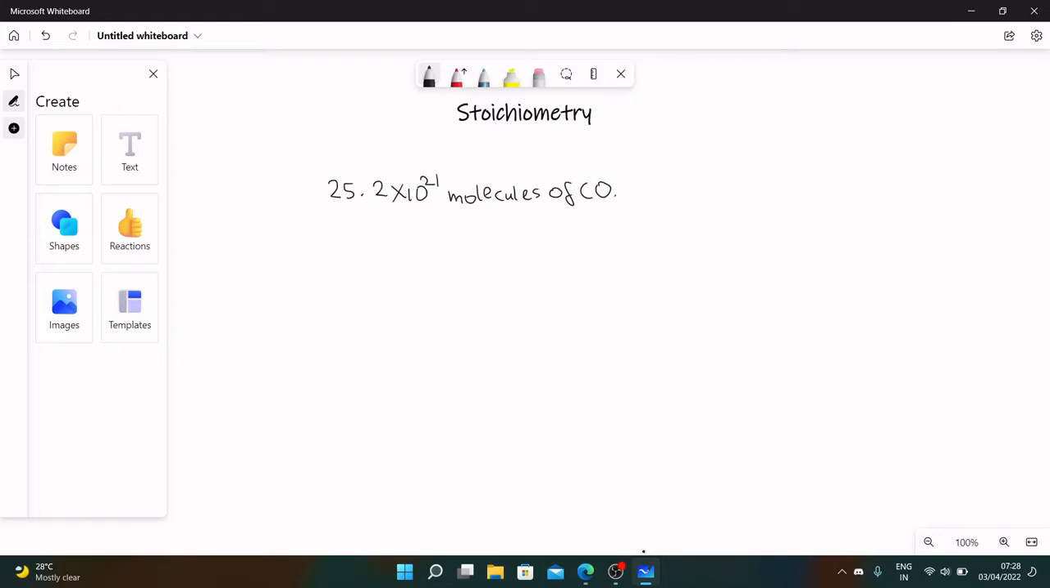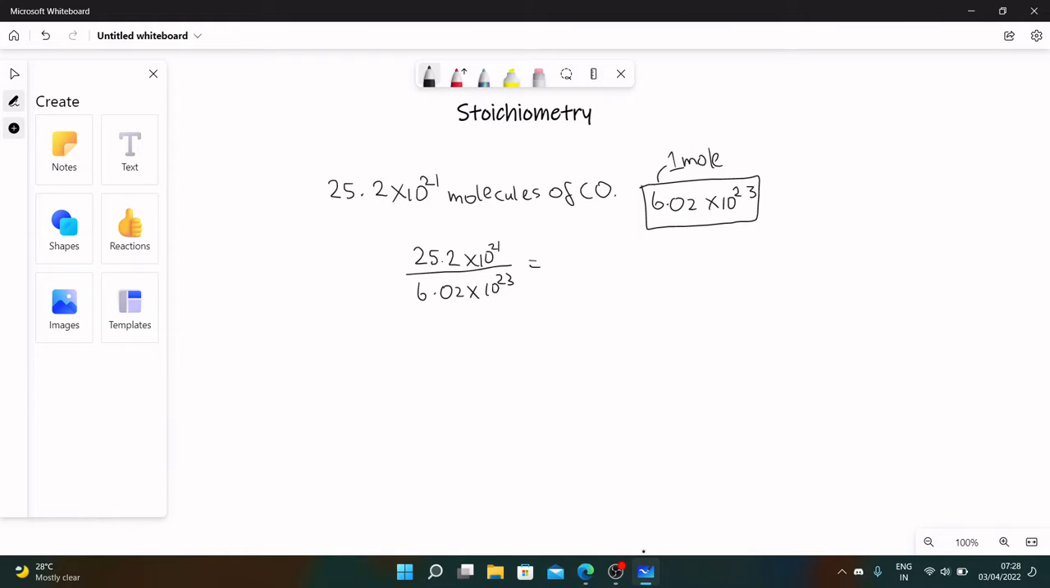But we did discuss Avogadro's number, which was 6.02 × 10^23. We said this is 1 mole. So if this is 1 mole, we can divide by this value to see how many moles there are. All we have to do over here is 25.2 × 10^21 divided by 6.02 × 10^23.